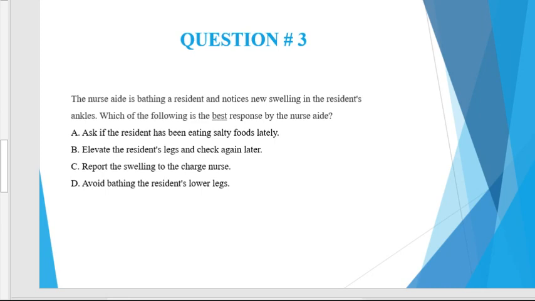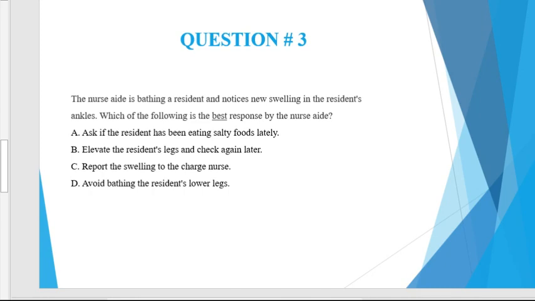Elevate the resident's legs and check again later. Report the swelling to the charge nurse. Avoid bathing the resident's lower leg. Elevate the resident's leg and check again. Yes, if this patient's leg is swollen, one of the interventions could be to elevate that leg. Yes, that's a good thing. But is it the first thing you need to do?